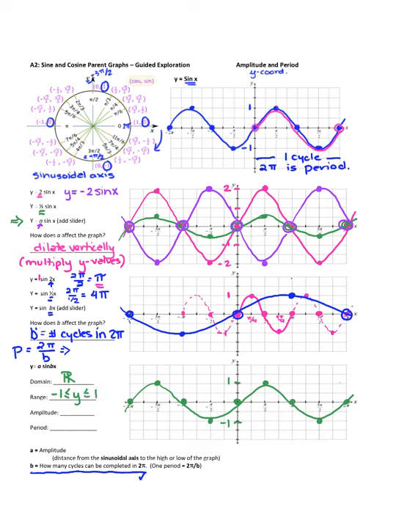Your amplitude, which is that A value, is the distance your graph goes from the sinusoidal axis. So remember, this is called your sinusoidal axis. It is the axis that runs through the middle of your graph. So that distance is your amplitude. So for the parent graph, the amplitude is 1. And your period is how long it takes to complete one cycle before the pattern repeats, and it will be 2 pi.